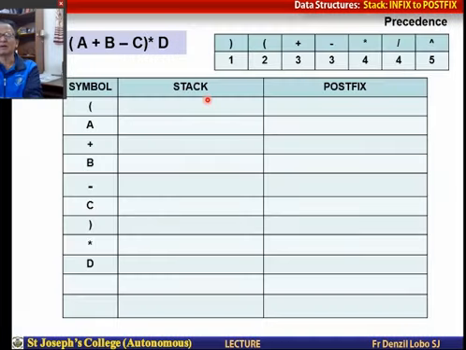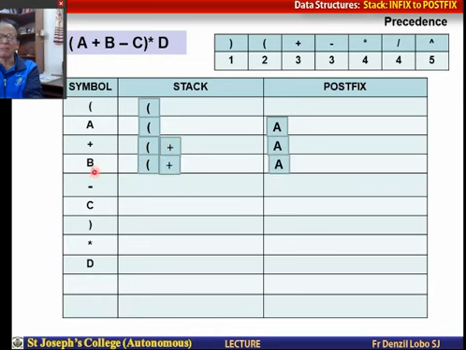So let us see now. Again, as you see, the left parenthesis goes onto the stack. I come to A, an operand. It will go onto the postfix expression. I come to the operator. Plus has a higher precedence than the left parenthesis, therefore it will go onto the stack. I come to an operand, so naturally it will go onto the postfix expression. Now minus is there. Minus and plus have the same precedence. Therefore you are supposed to pop plus and put minus there. So that is what is being done.